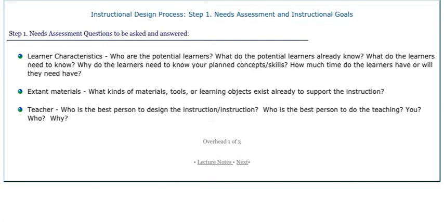You're also going to look at extant materials. What kinds of materials, tools, or learning objects exist already to support the instruction? This is not the same thing as step 6, where you're going to plan for your own instructional materials, although some of the things you locate may be useful when you're planning in step 6. But what we're looking for right now in particular is does instruction already exist? Do you need to create new instruction? Can you just refer your learners to existing instruction that's been offered elsewhere?